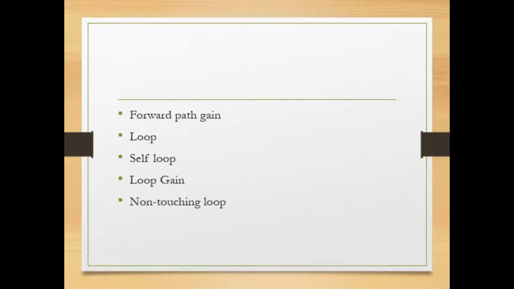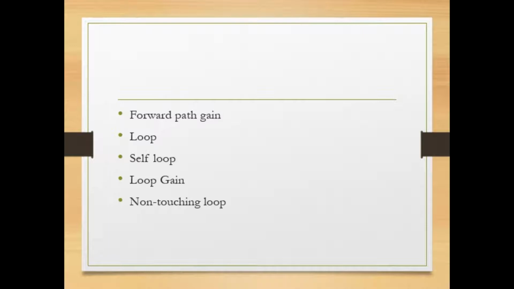So we will see each of these terminologies by considering an example, wherein you will be more familiar with all these terms. So loop gain. Loop gain is nothing but the product of the gains of a loop. Last one is the non-touching loop. This is very, very important. Non-touching loops: if the loops do not have a common node, then we call them non-touching loops. So these are the few terminologies which are associated with SFG.